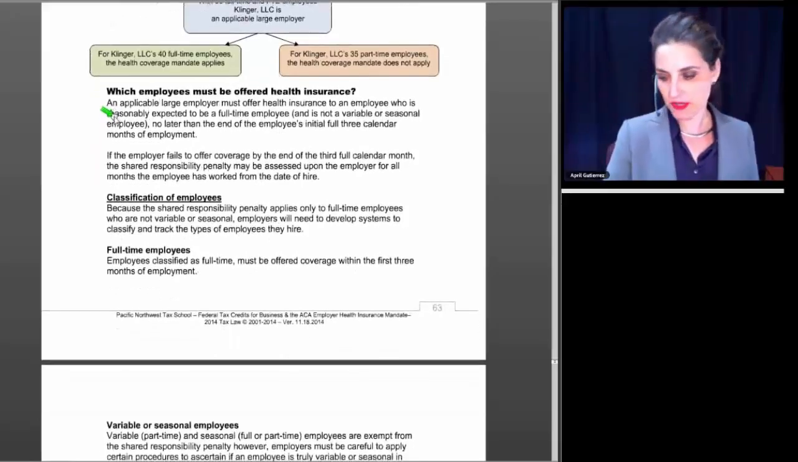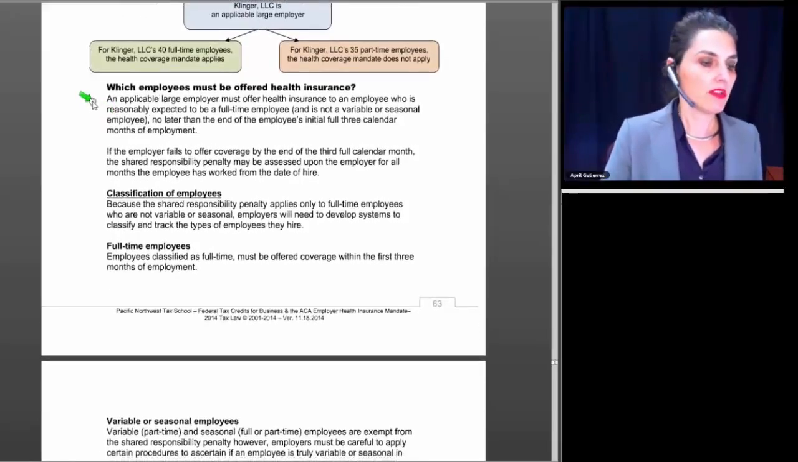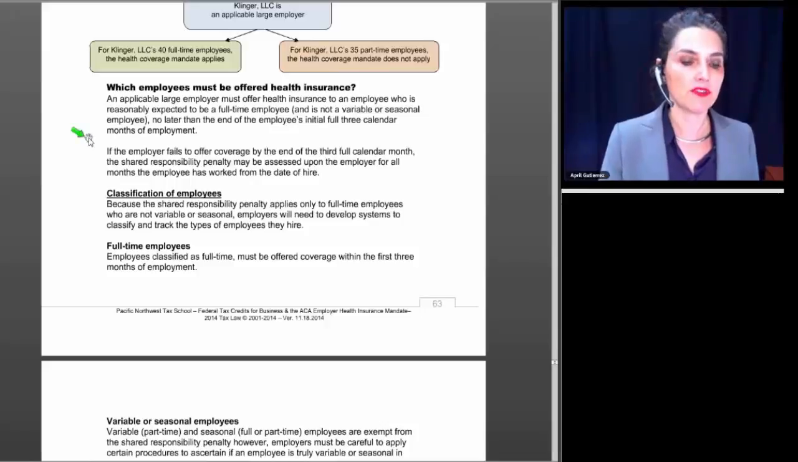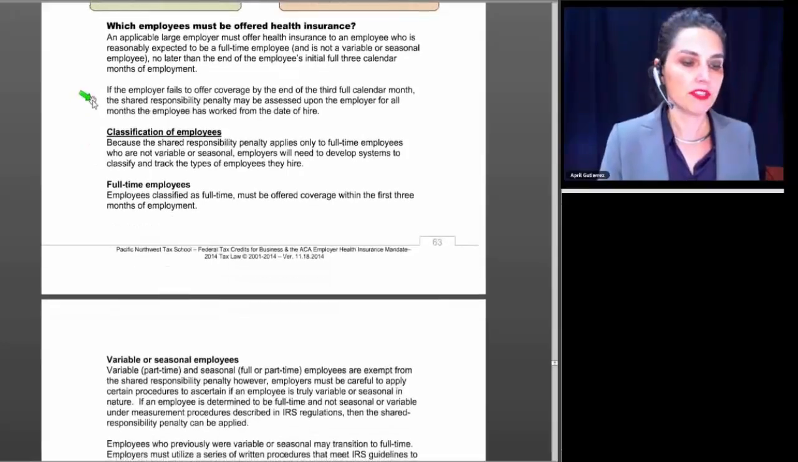So which employees must be offered health insurance coverage? Well, an applicable large employer must offer health insurance coverage to an employee who is reasonably expected to be a full-time employee and is not a seasonal or variable employee, no later than the end of the employee's initial full 3 calendar months of employment. If the employer fails to offer coverage by the end of the 3rd full calendar month, then the shared responsibility payment penalty may be assessed on the employer for all months that the employer worked from the date of hire.